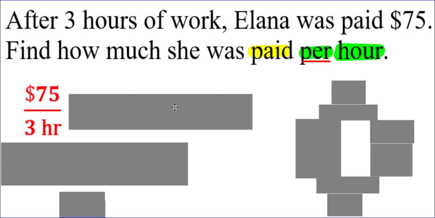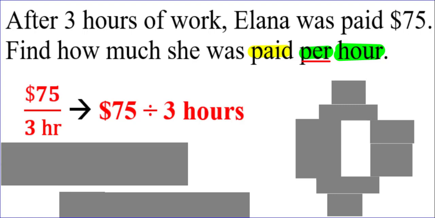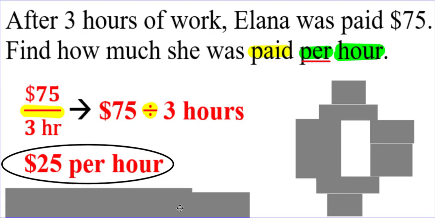Now, some teachers will teach this to set it up as a division problem. In fact, the fraction bar actually means to divide. So in your calculator, if you needed to, $75 divided by 3 hours will give you the $25 per hour that I was mentioning on the previous slide.